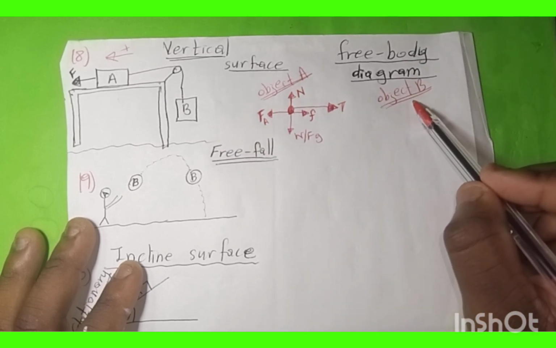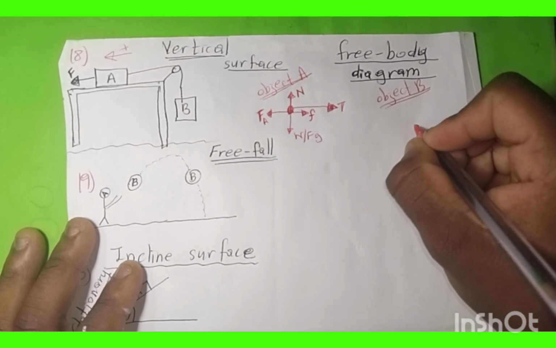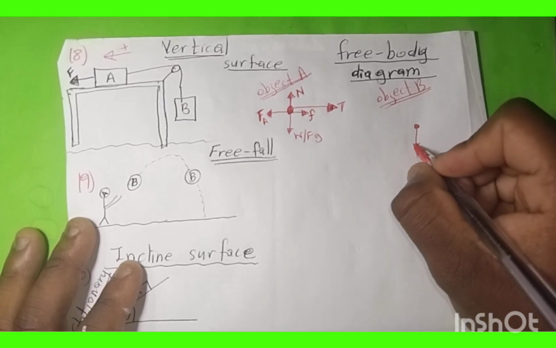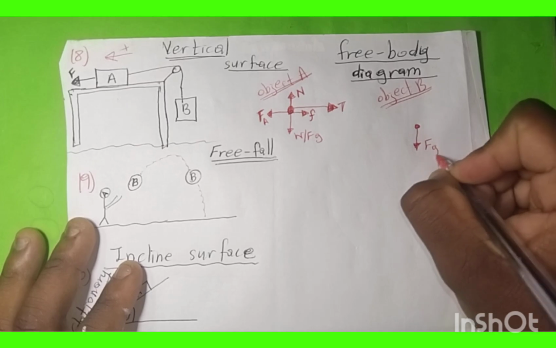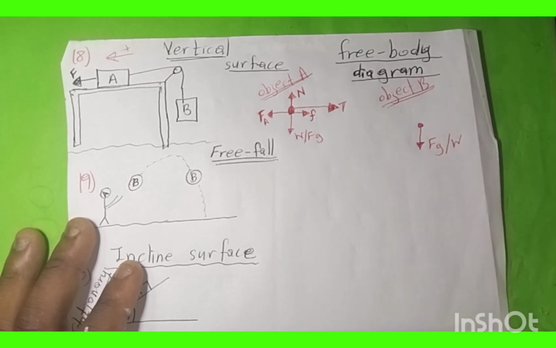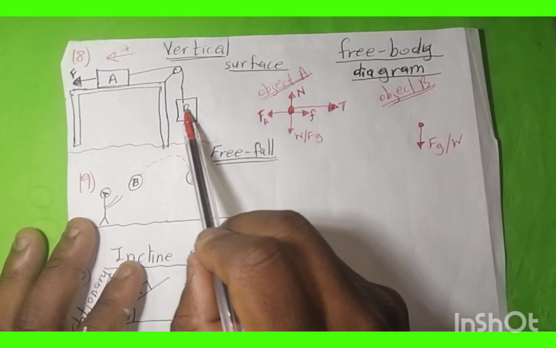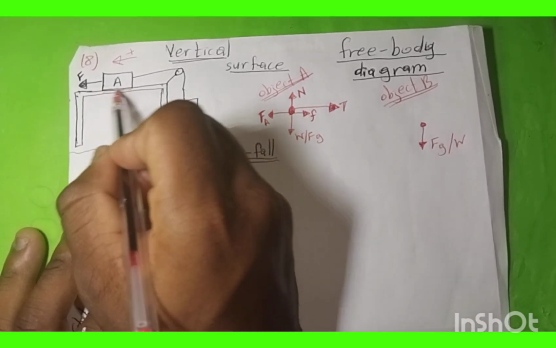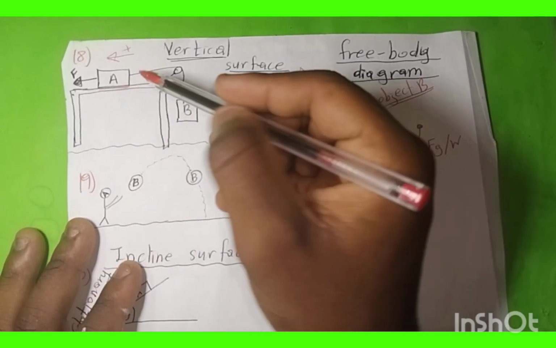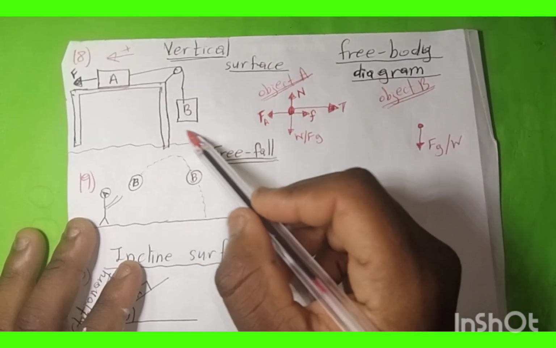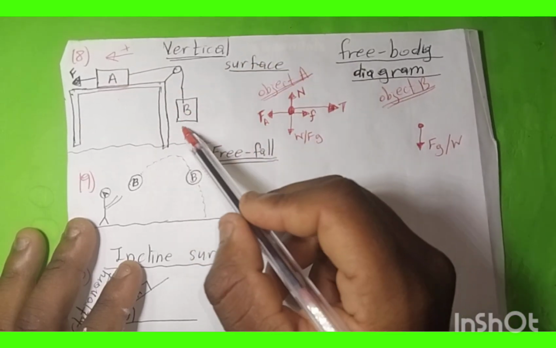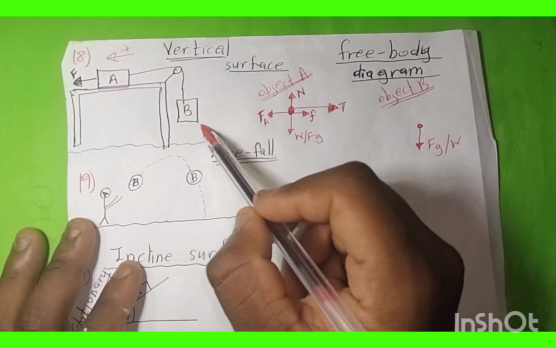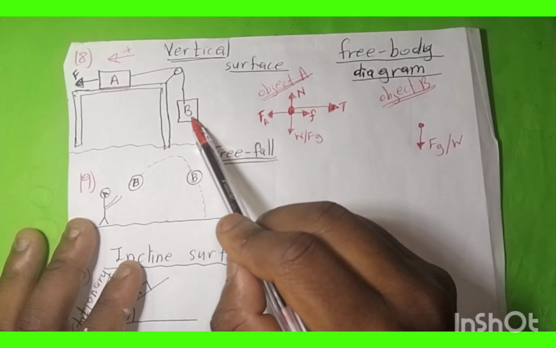But for object B, here's a key thing that you should understand. All the time, gravitational force will be there, which is our weight. And what you should understand is that here we don't have a normal force, because a normal force only acts between a surface and the object. Here this thing is hanging, meaning that there is no surface, so there is no normal force.